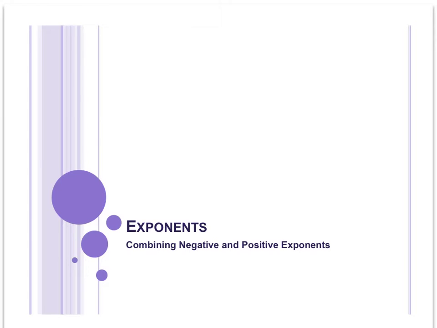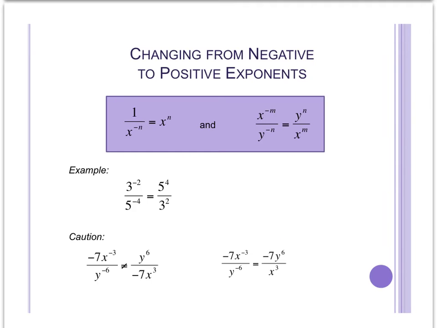In this section, we'll be looking at exponents and more specifically combining negative and positive exponents. Let's begin by looking at how to change from a negative exponent to a positive exponent. If you recall, any base that is raised to a negative exponent, you must take the reciprocal of that term and then make the exponent positive.